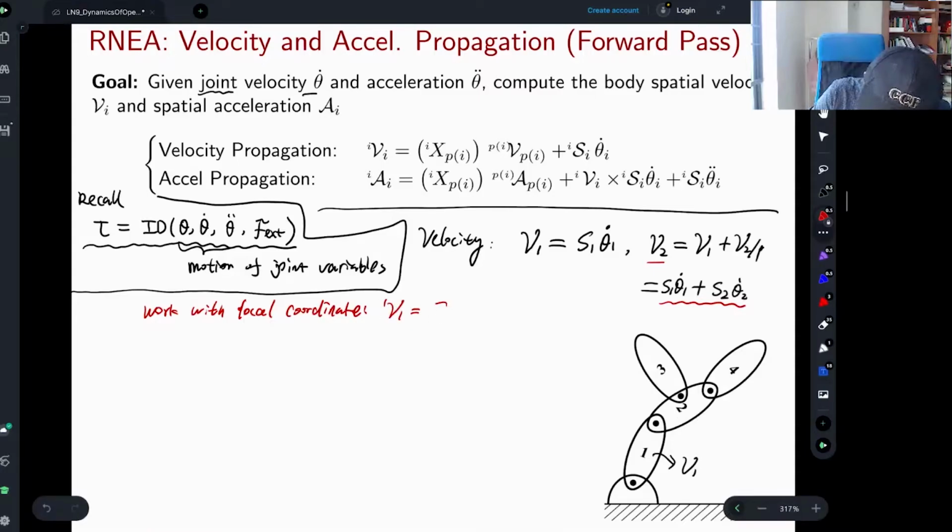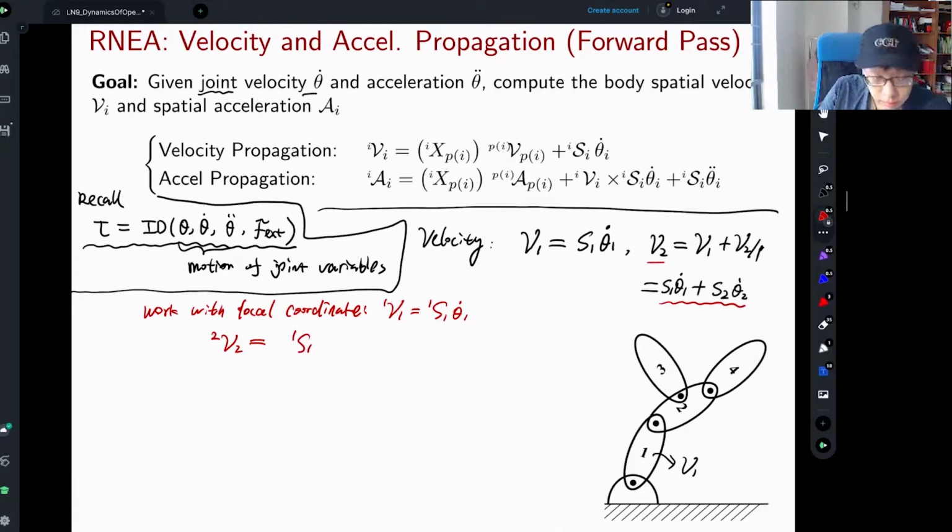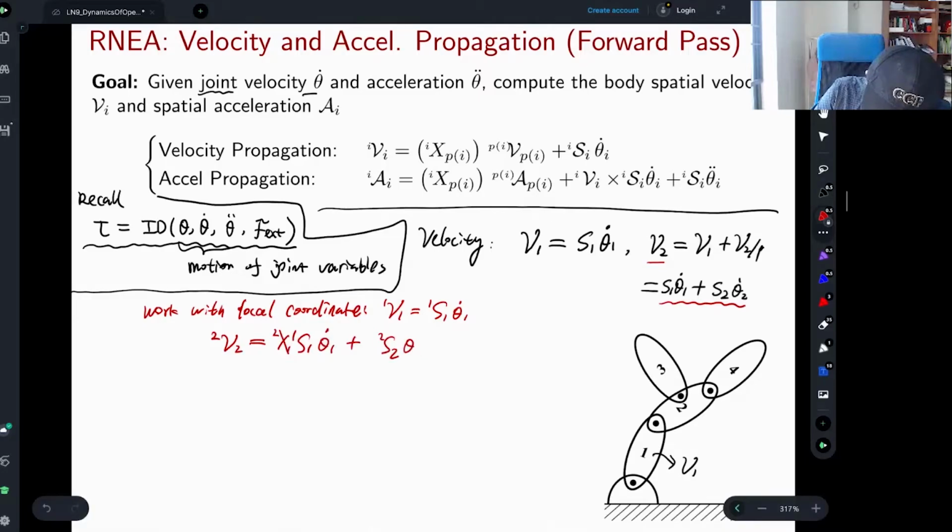V1 in 1 is s1 in 1 theta 1 dot. Okay, that's the beginning of the loop. Let's say the most important, the v2. V2, of course, in 2 is what? V1 plus this, right? But I want to express it in frame 2, so that will be, because s1 is represented in local coordinates. That's our convention. So then I need to do a change of coordinates from 1 to 2 times theta 1 dot, plus this is s2 in 2, so I don't need to change. Then theta 2 dot.